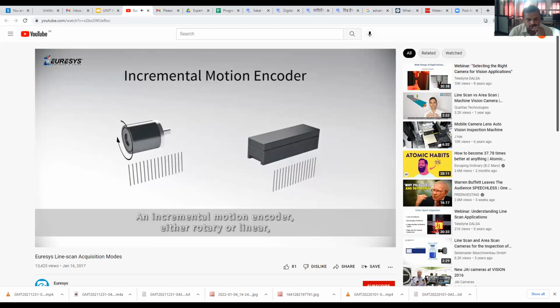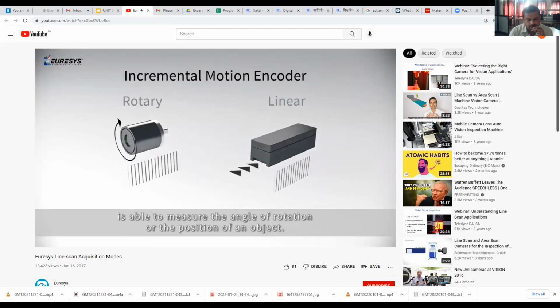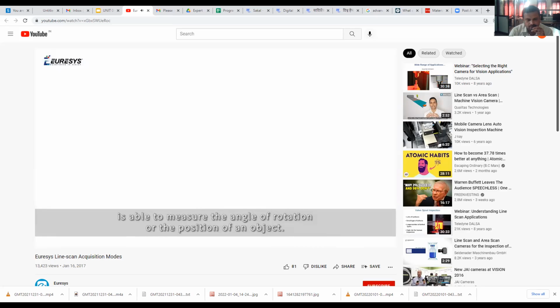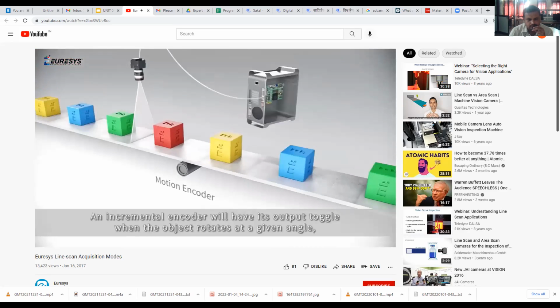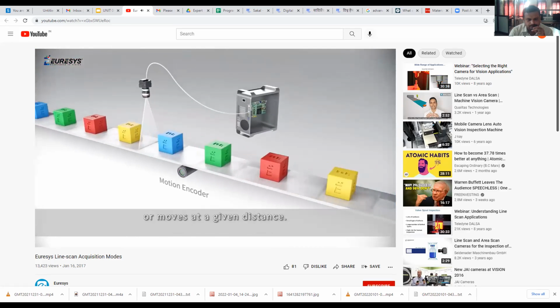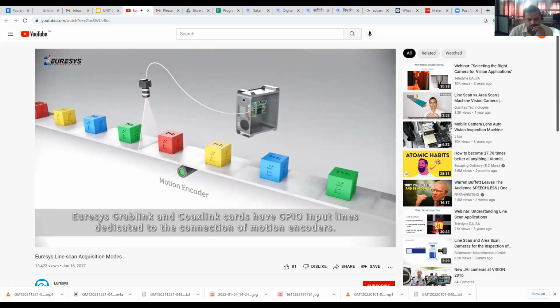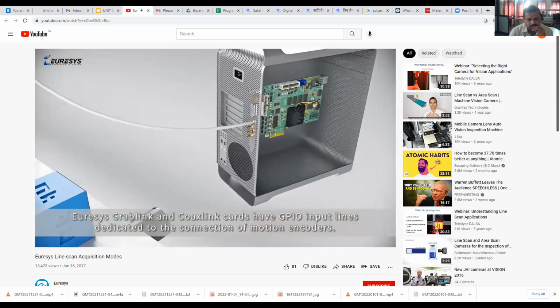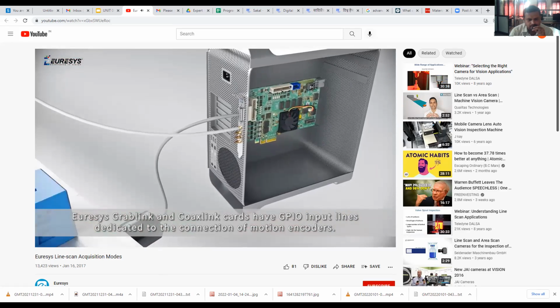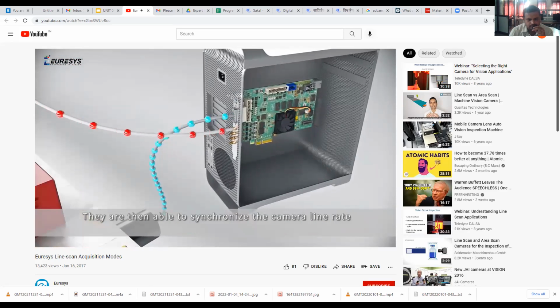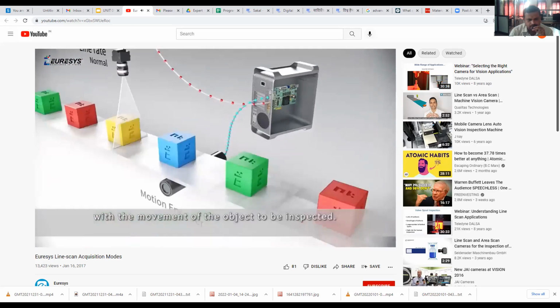An incremental motion encoder, either rotary or linear, is able to measure the angle of rotation or the position of an object. An incremental encoder will have its output toggle when the object rotates at a given angle or moves at a given distance. Iris's GrabLink and CoaxLink cards have GPIO input lines dedicated to the connection of motion encoders. They are then able to synchronize the camera line rate to the object to be inspected.